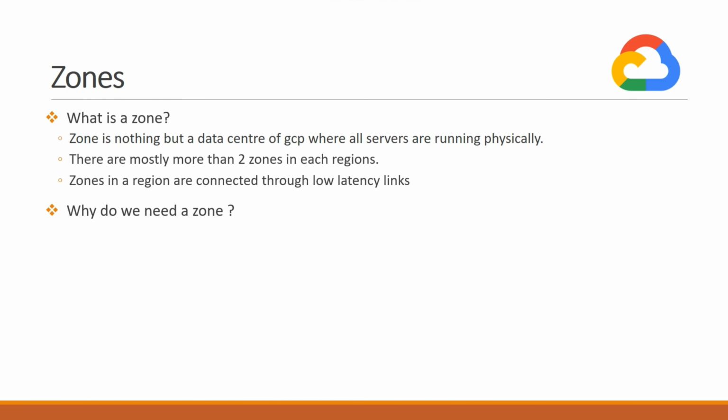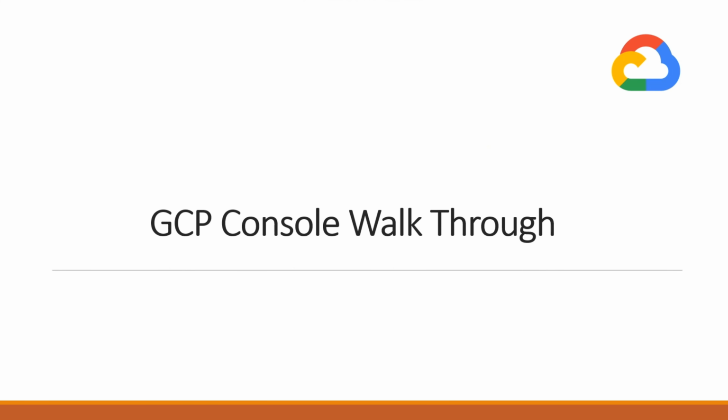Why do we need a zone? Basically, we need a zone if we want to achieve high availability within a single region. We can host our website across two zones in order to achieve high availability. It is going to be fault tolerant. How? If something goes wrong with a zone, our application is still up and running in the alternate zone. Let me walk you through the GCP console.